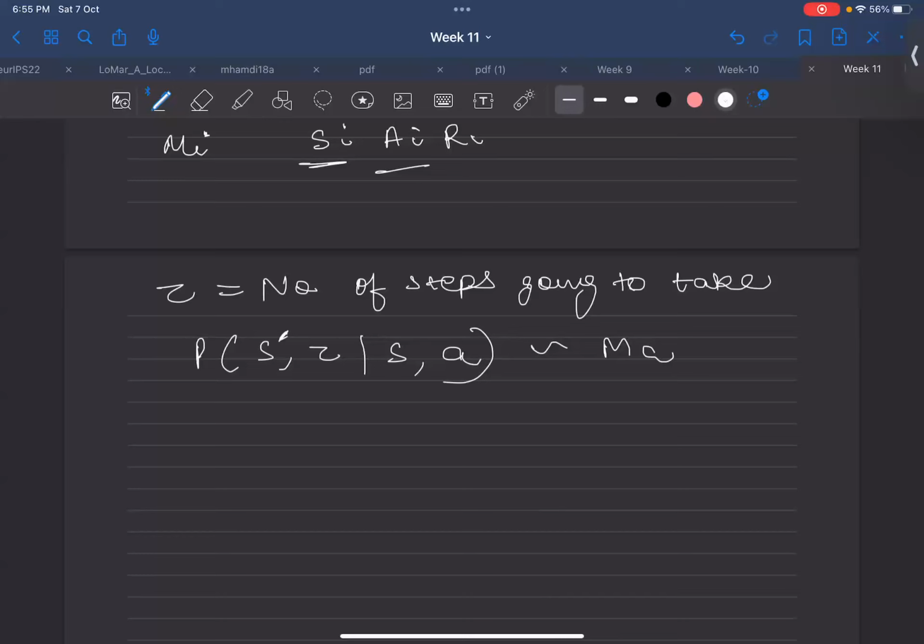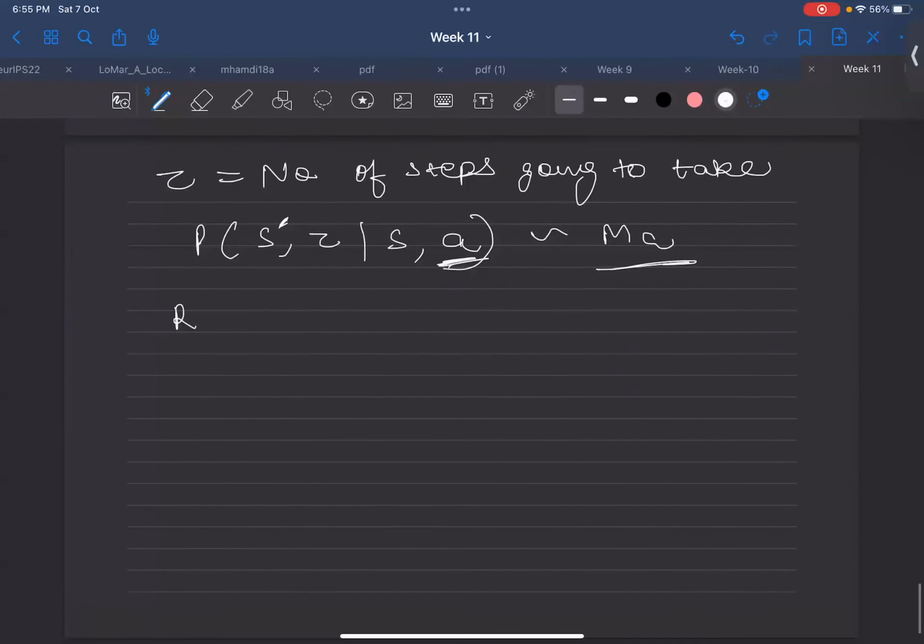Is it clear? So by how many time steps the subtask corresponding to A will take to complete, which is determined by MA. The Ath subtask, Ath machine here I'm taking, that is what is here.